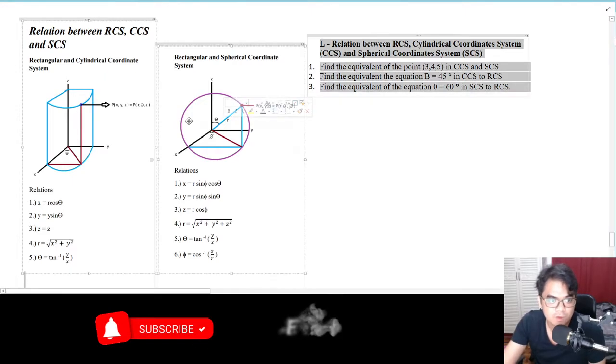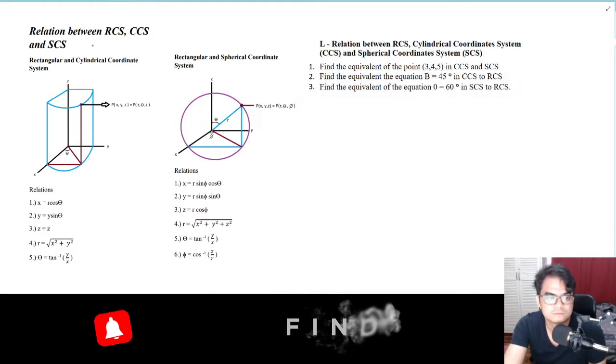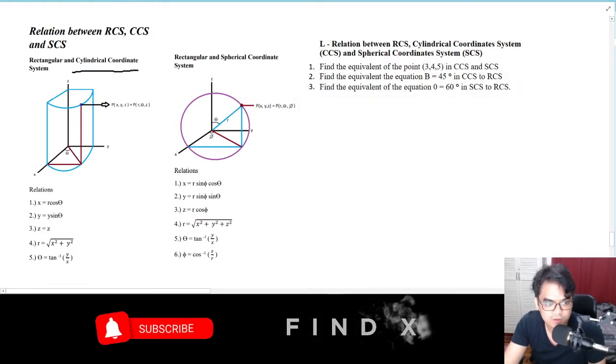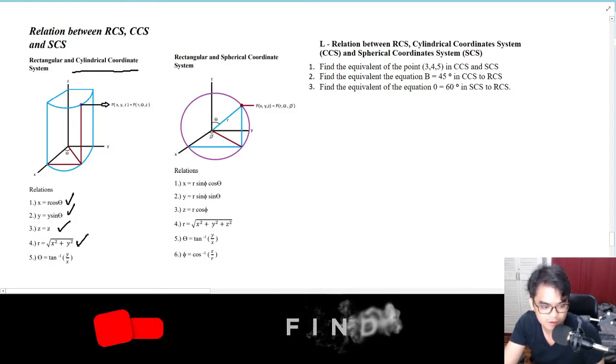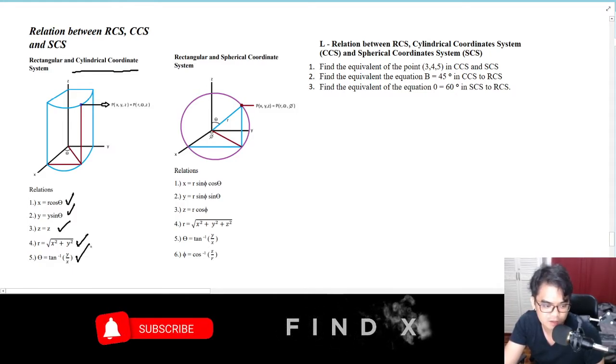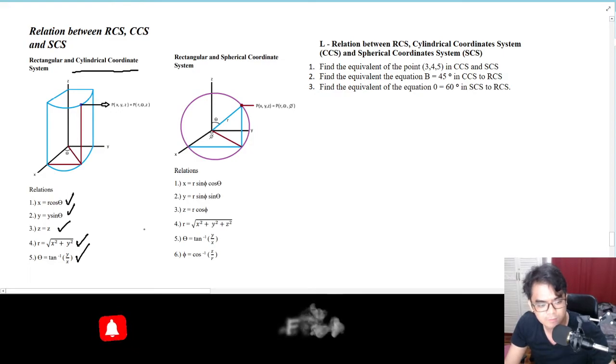First, we have RCS to CCS. Z will just be the same. R is the square root of x squared plus y squared, and theta is just arctan of y over x. It's quite like a polar coordinate.